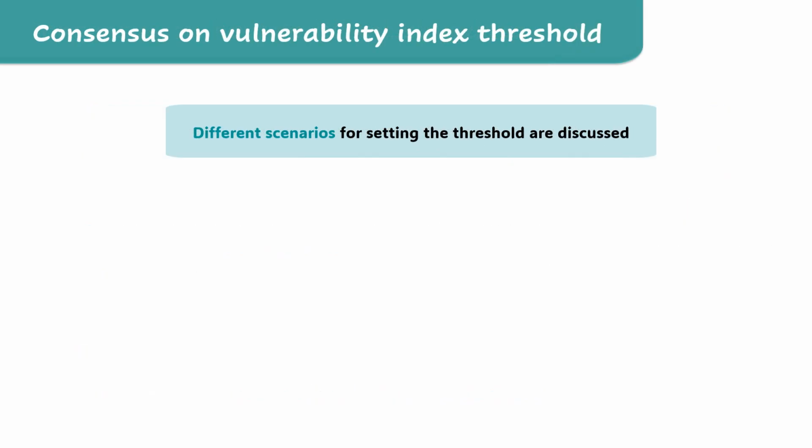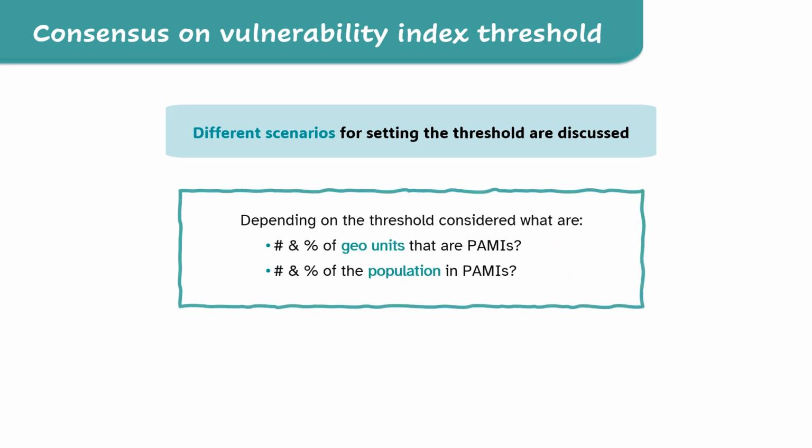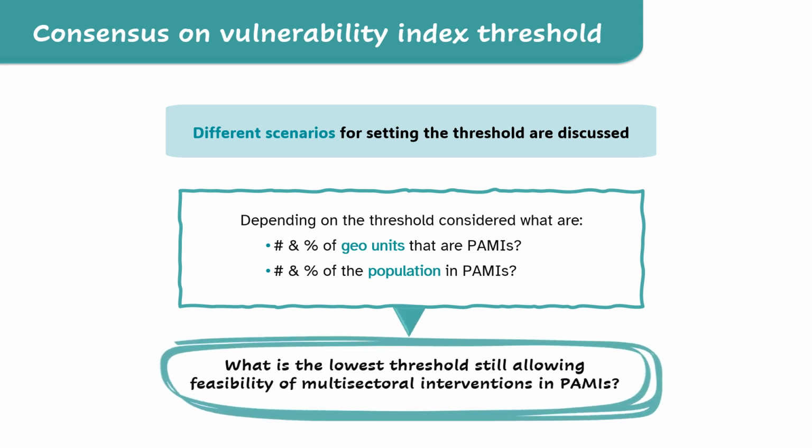To build consensus on the vulnerability index threshold, different scenarios for setting the vulnerability index threshold can be discussed at the workshop. The expected feasibility of the NCP is assessed depending on the selected threshold, taking into account the number and the percentage of geographic units that would be PAMI as well as the population in PAMI. Deciding on the threshold value focuses on finding the lowest vulnerability index threshold, still allowing feasibility of multi-sectoral interventions in PAMI.